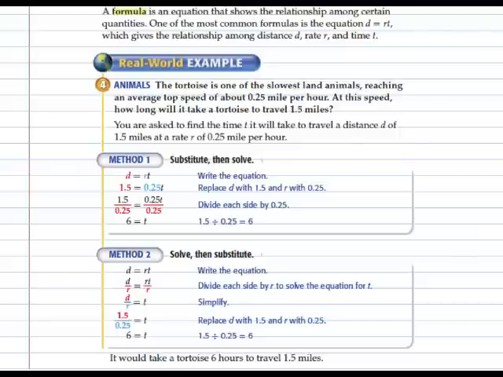So in our formula D equals RT, we would substitute 1.5 for D, which is our distance, and 0.25 for R, which is our rate. Divide both sides of the equation by 0.25. Our solution then is 6 equals T, so it takes the tortoise 6 hours to travel 1.5 miles.